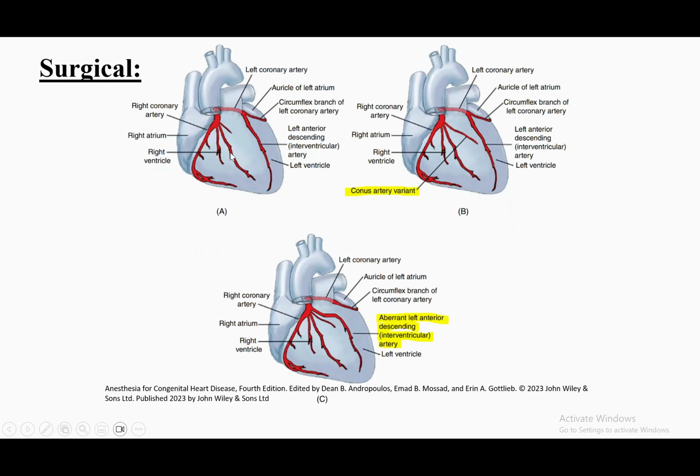This is the normal anatomy. The LAD is a branch from the left main. This is the conal branch from the right coronary, passing through the pulmonary valve. And this is an anomalous origin of the LAD from the right coronary. So the LAD itself passes in front of the RVOT.